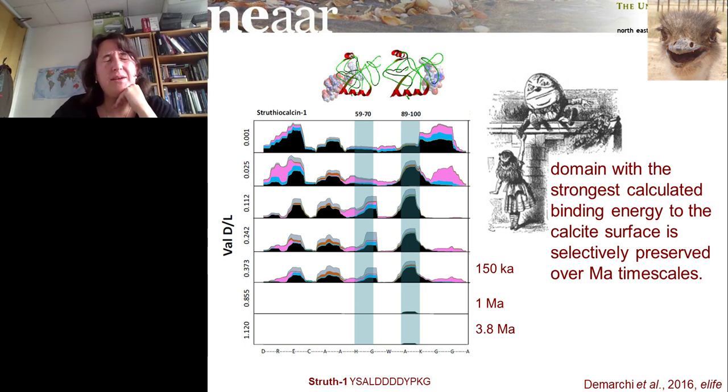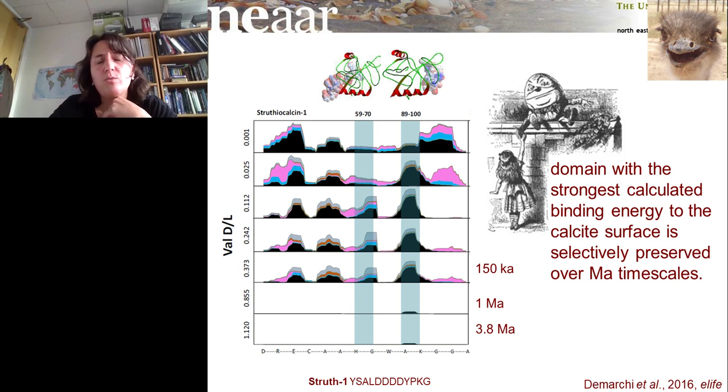But what absolutely amazed us was how there were particular portions of the peptide that were still sticking around by 1 million years and even by 3.8 million years from the middle of Africa. This is a site called Laetoli, Tanzania. We were working with some very talented molecular modelers in Sheffield and at Warwick, and they did some calculations to look at the binding energy to the calcite surface of these parts of the peptides. The domain with the strongest calculated binding energy to the calcite surface was the one that was selectively preserved in our experiments over million-year timescales. So it's a really nice synergy.